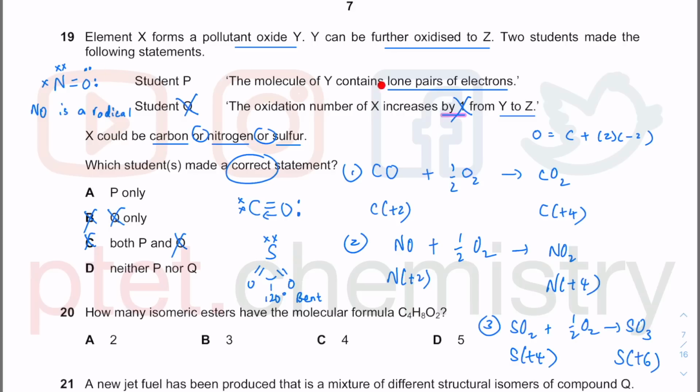So the molecule of Y contains lone pair of electrons. All of them have lone pair of electrons. So P is definitely correct. So, D is definitely wrong because it's saying that P is wrong. Q is wrong, P is correct.